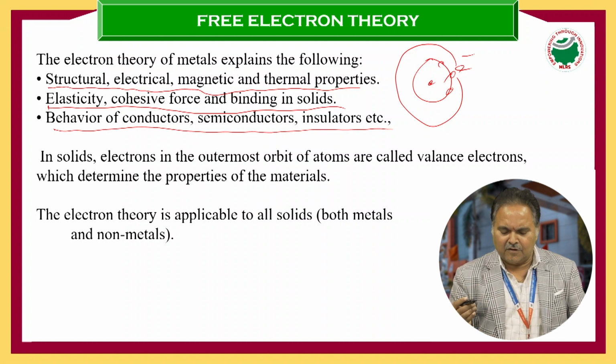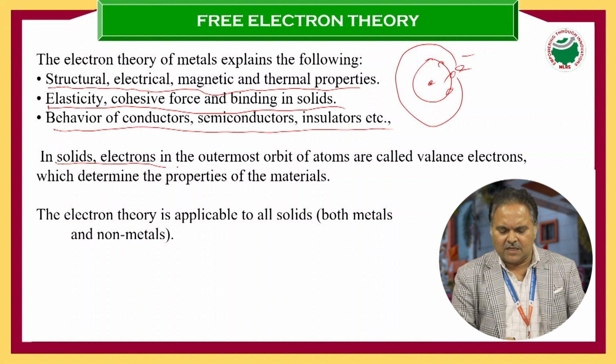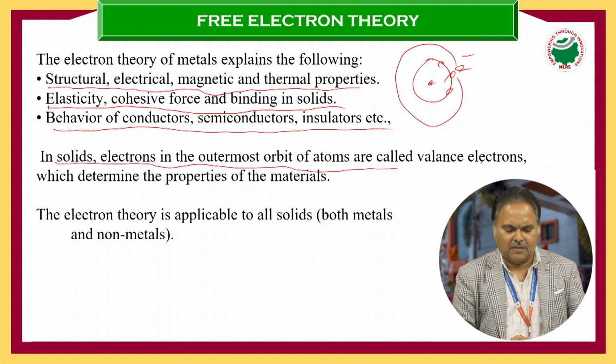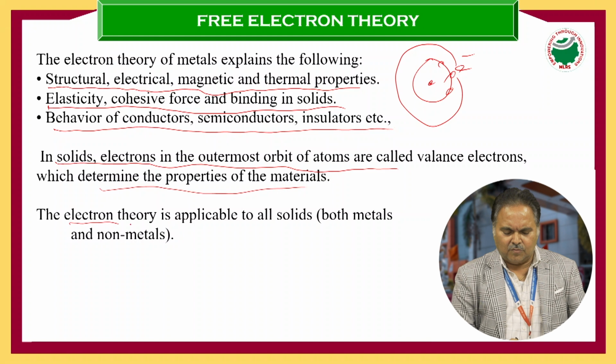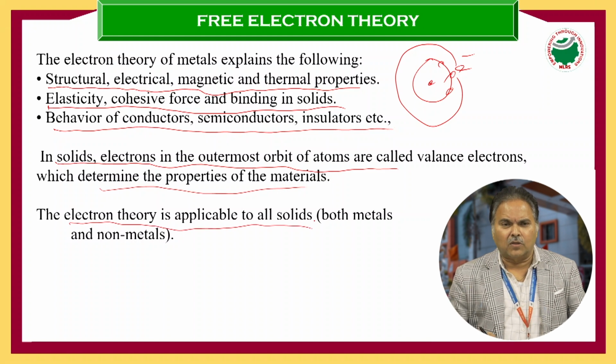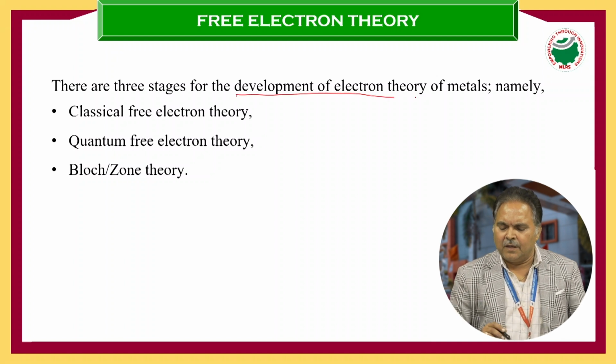Once again, we will consider it as 3 theories, that will be the second part. In solids, the outermost shell orbit where the valence electrons are present determines the properties of the materials. This electron theory is mostly applicable to solids, both metals and non-metals. So in that electron theory, there are 3 stages of free electron theory development.